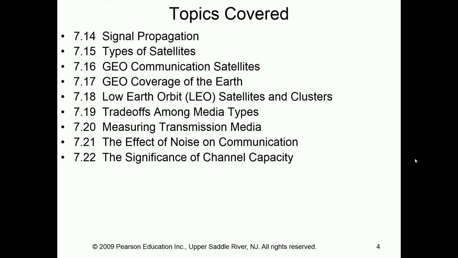Within that, we have to talk about our satellites, and that's our GEOs, our LEOs, our medium-range satellites. And then about 7.19, we start talking about trade-offs among the different types of transmission medias, trying to figure out which one's best. Then we kind of end with noise and channel capacity.